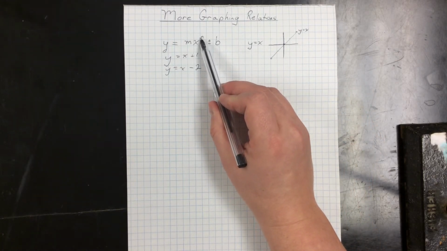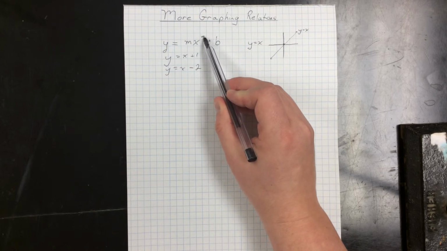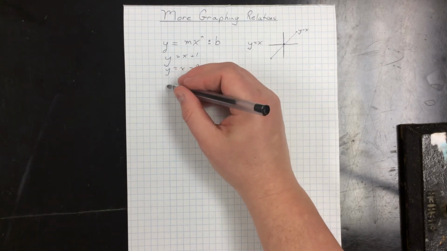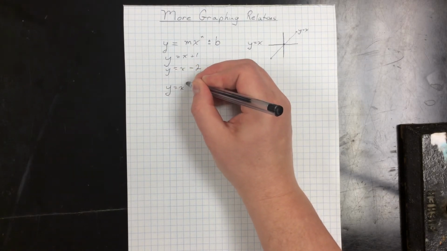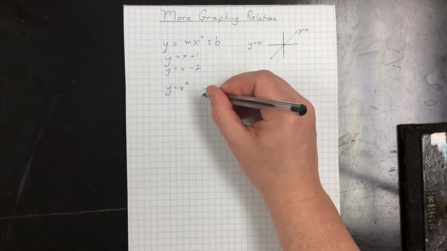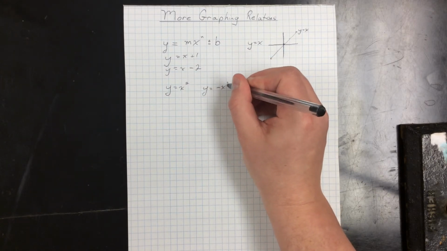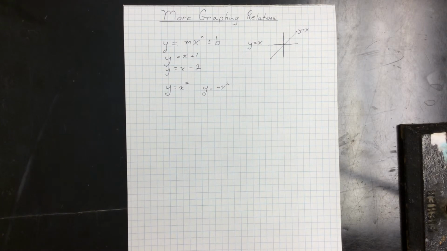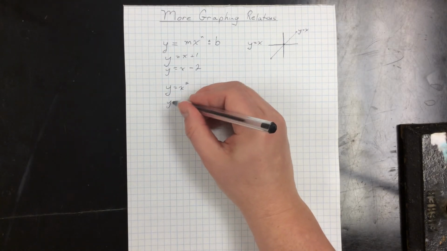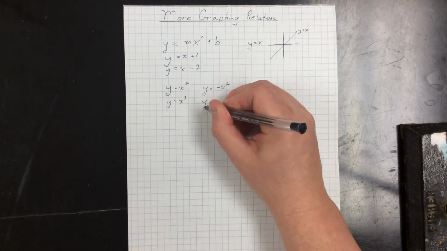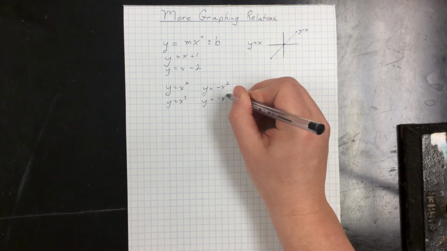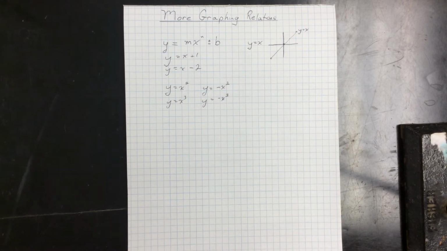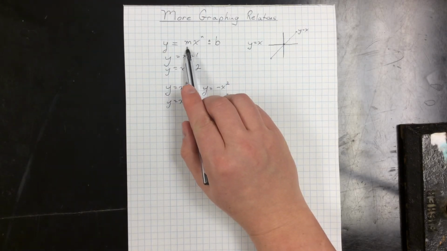You're also going to be exploring what an exponent does. So if we have y is equal to x to the power of 2, or y is equal to -x to the power of 2, what do those graphs look like? Or even what does y equals x to the 3 or y equals negative x to the 3 look like?